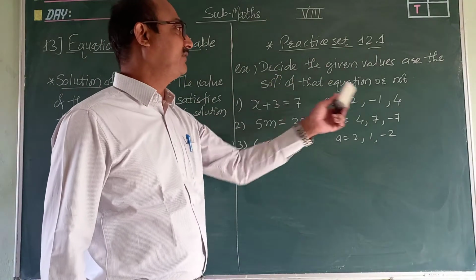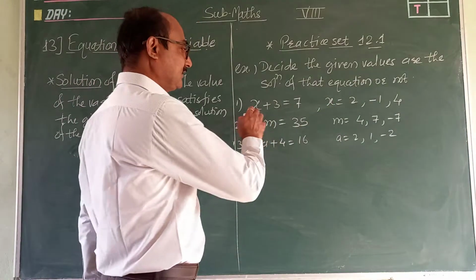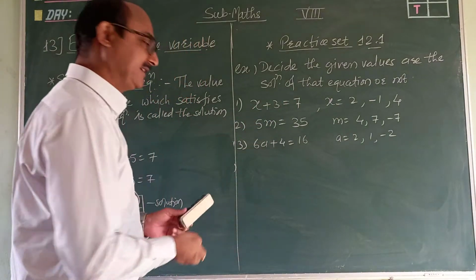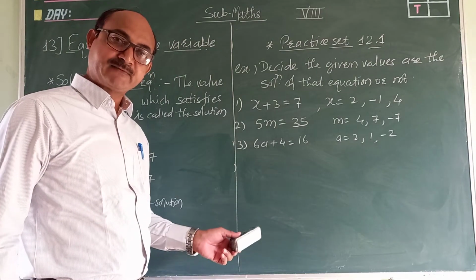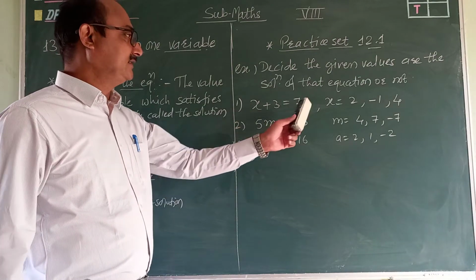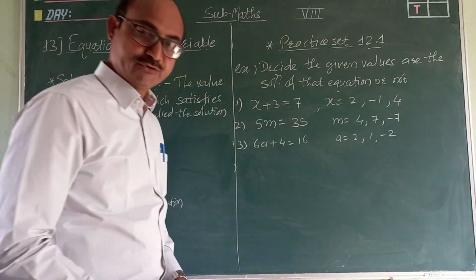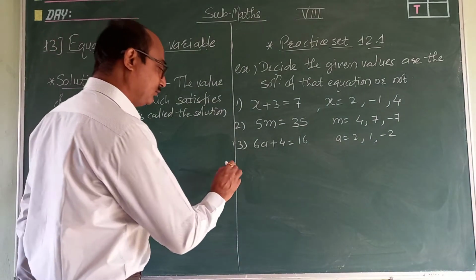On this point, they will ask these two types of examples. First one, decide whether the given values are the solution of the equations or not. They will give some values. For example, here we have taken 3 examples. I will solve these 3 and 3 you have to solve. So now see here, this is the first one. 3 values are given: 2, minus 1, 4. So we have to find which one is the solution.